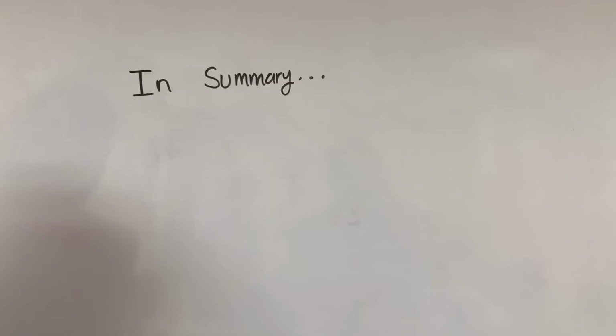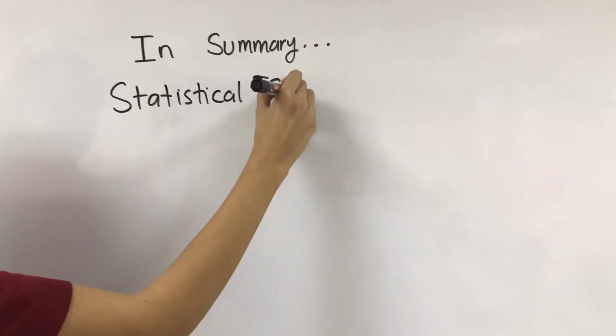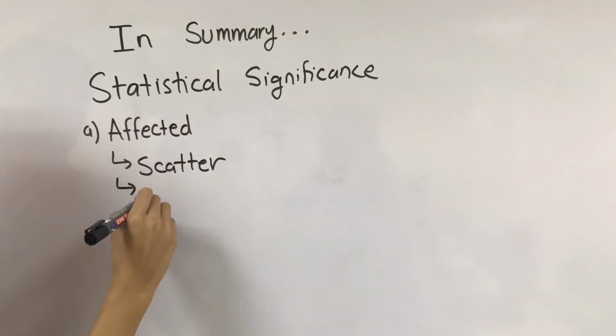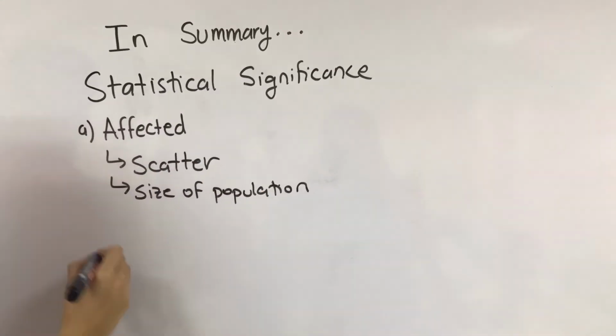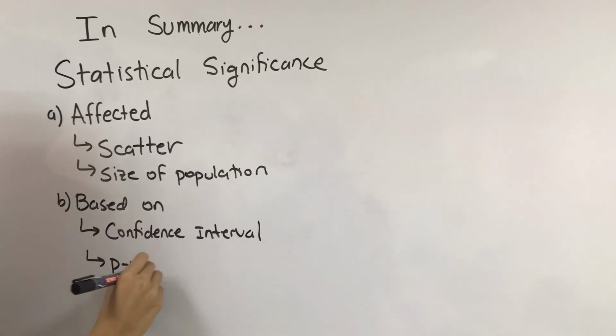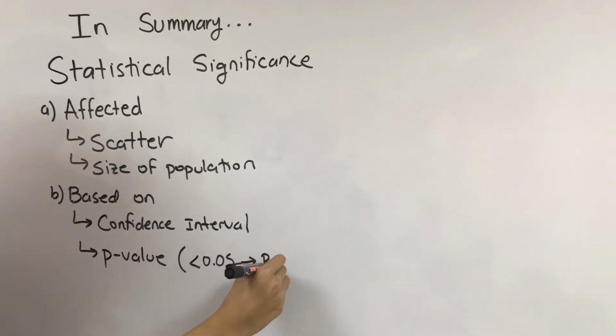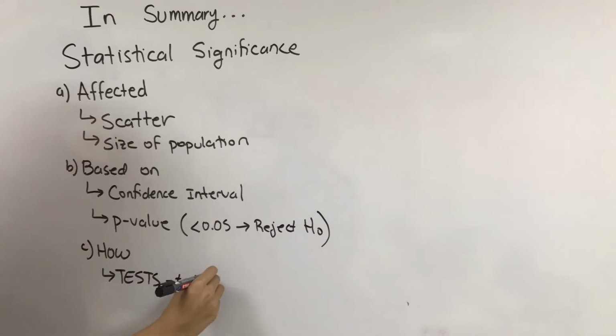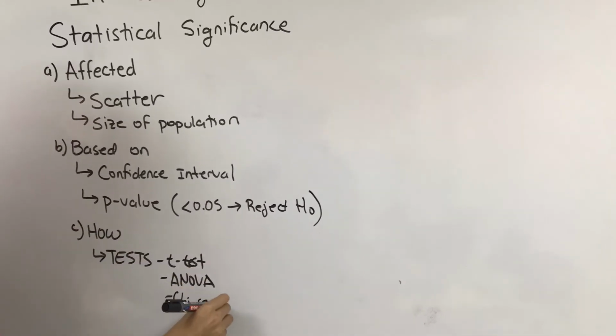In summary, statistical significance is the probability that test results have a real difference and it's not due to chance. It can be affected by scatter or size of the population. It is based on confidence interval and p-value. And how do we measure it? With various tests such as t-test, ANOVA, chi-square, and z-test.